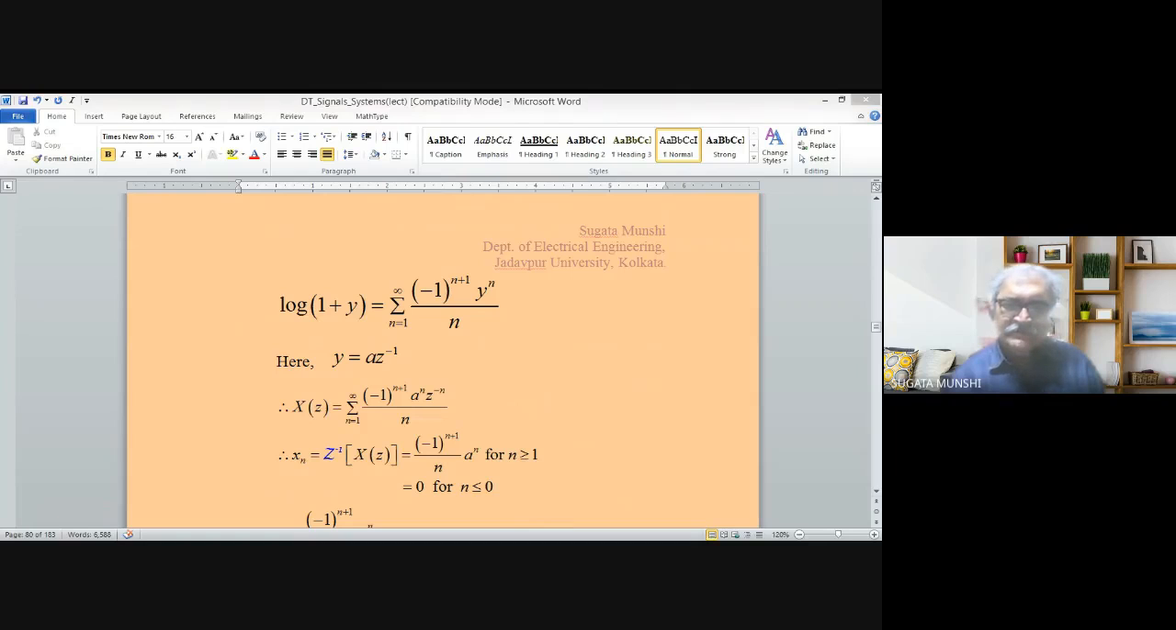In our case, we are having a logarithmic function where y is a z to the power minus 1. So you can use the same formula here. Since it's log of 1 plus a z to the power minus 1, substituting here y with a z to the power minus 1, you get this expression.